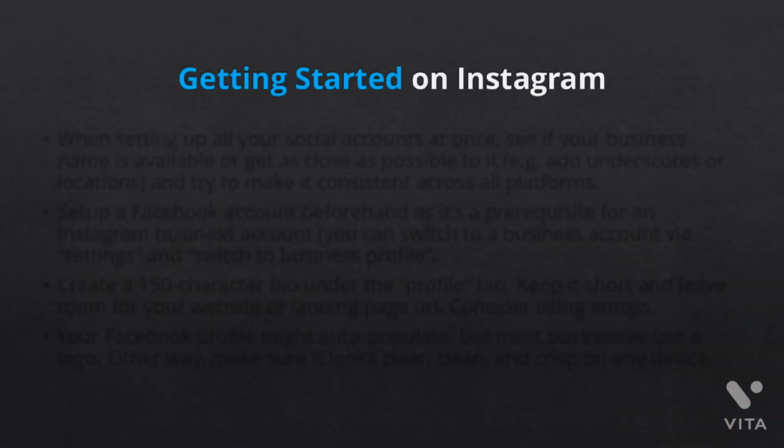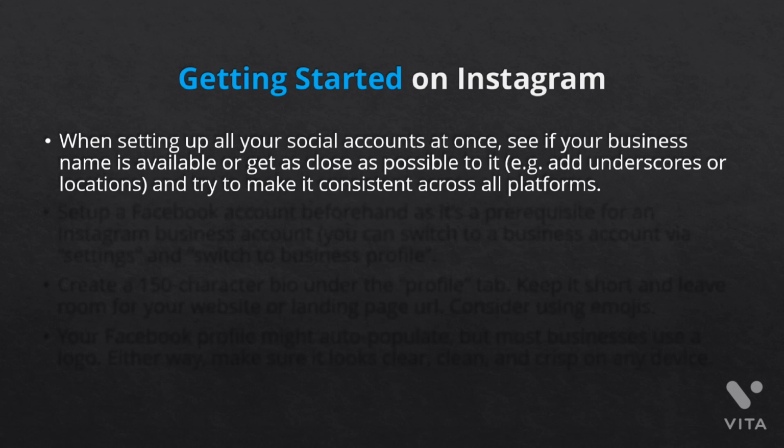If you're setting up all your social media platforms at once, first, check to see if your exact business name is available on the sites you want to join. Ideally, you want your profile name of all the accounts to be the same. If your business name is already taken, find a creative way to get closest to it. You could do this by utilizing underscores or adding your location. For example, the fashion label Zuri's name was already taken on Instagram, so they used Zuri Kenya as their Instagram name.